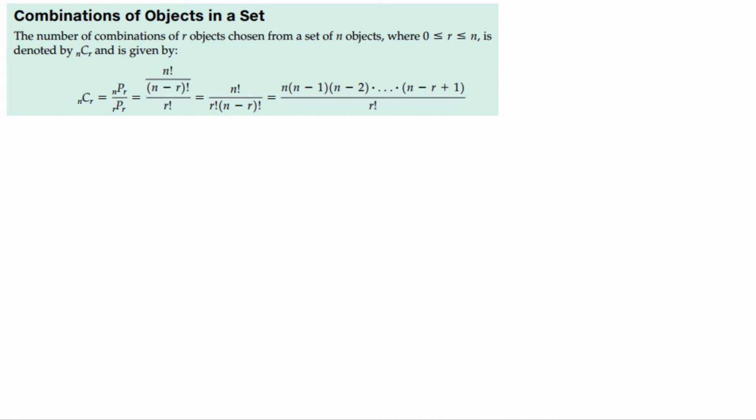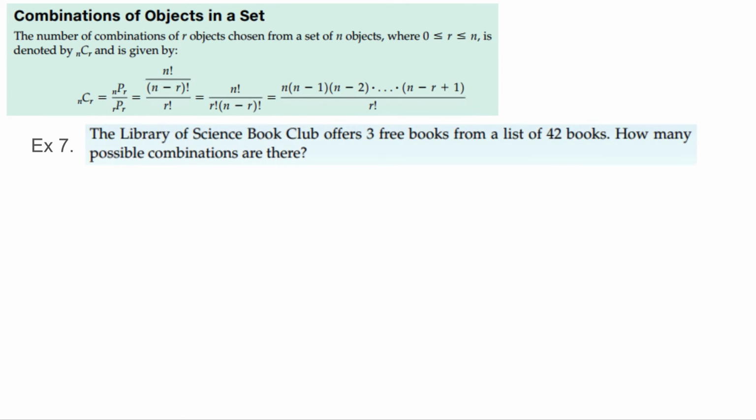Okay, so shall we look at some examples? You can just take a look at that. I'm going to explain this a little bit too when we are solving some example problems. So let's take a look at this. The Library of Science Book Club offers 3 free books from a list of 42 books. How many possible combinations are there?